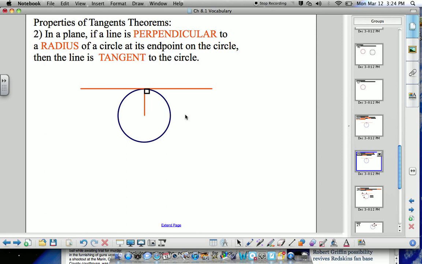The converse is also true. In a plane, if a line is perpendicular to a radius of a circle at its endpoint on the circle, then the line is tangent to the circle.